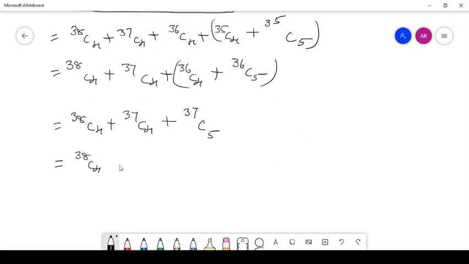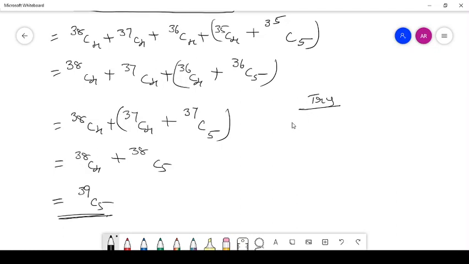38C4, again the last two terms, 37 plus 1 is 38C5. Again the same result, 38 plus 1 is 39C5. This is our result. Okay, by using this method you have to prove one more problem.